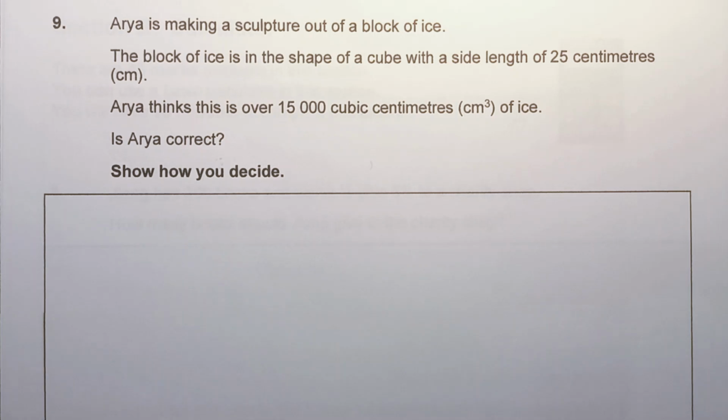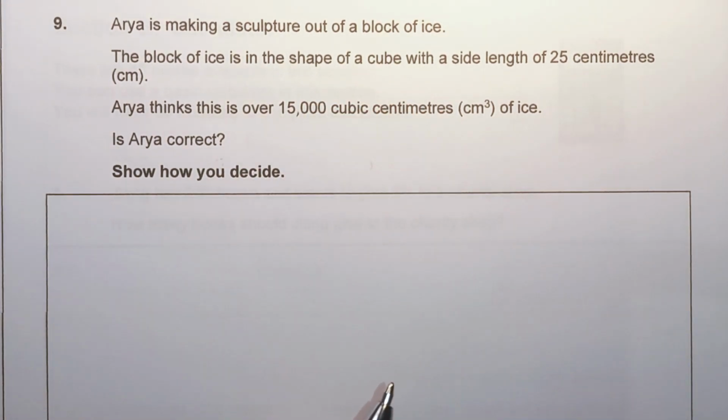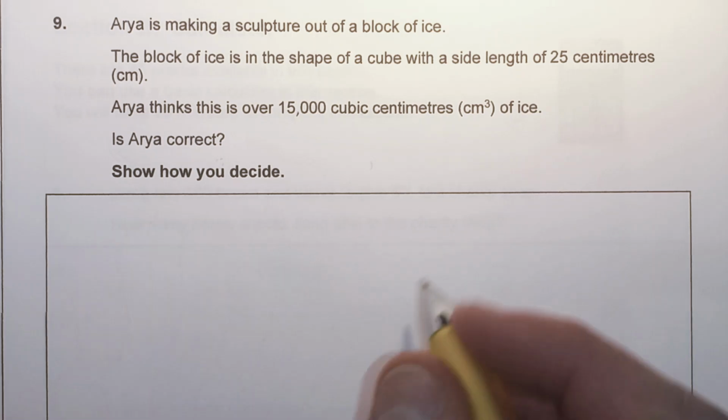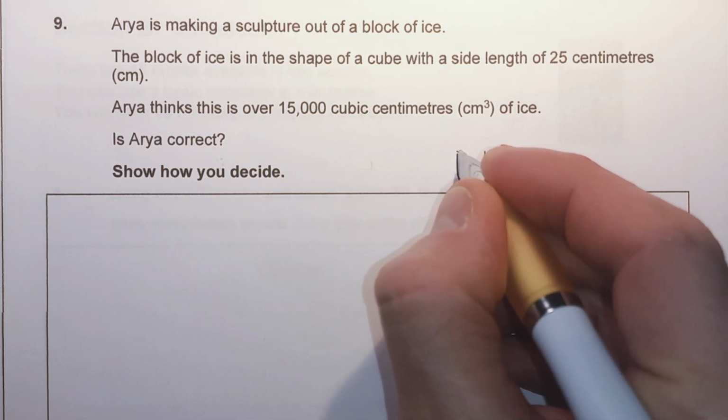Question 9. Aya is making a sculpture out of a block of ice. The block of ice is in the shape of a cube with a side length of 25 centimetres. Aya thinks this is over 15,000 cubic centimetres of ice. Is Aya correct? Show how you decide. So I'm going to draw a quick sketch of this.